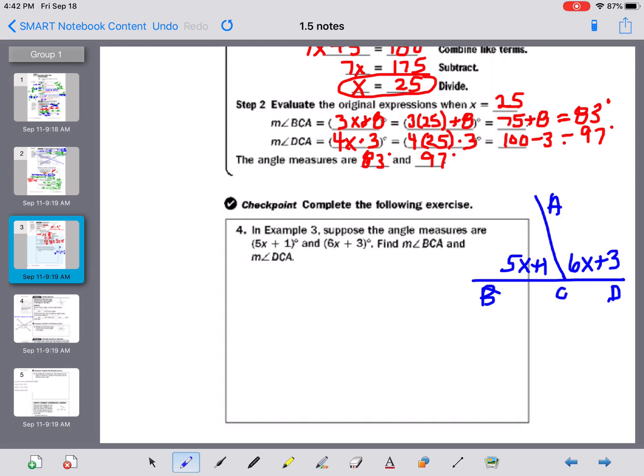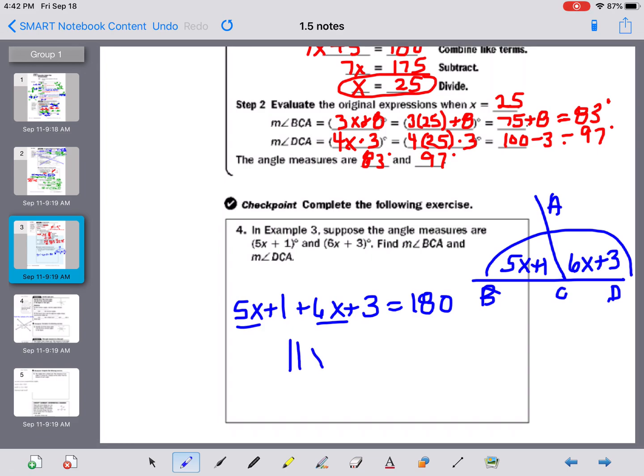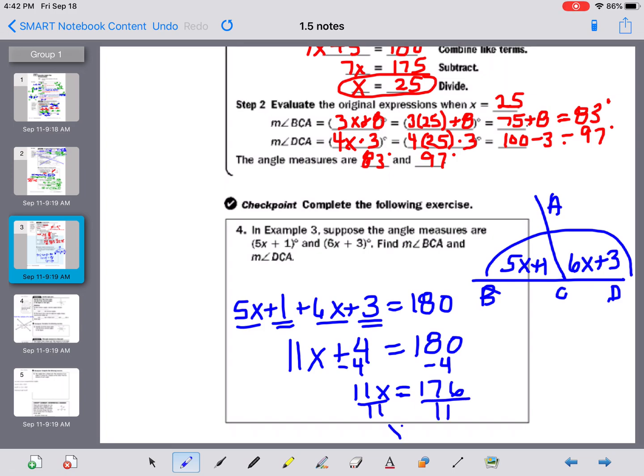those angles this time. Once again, my setup's going to be similar because two angles together add up to 180. They're supplementary. 5x plus 1 plus 6x plus 3 equals 180. Join my like terms. 5x and 6x is 11x. Add 1 and 3 because they're also like terms for 4. Remember, we only do the opposite operation when we go across the equal sign. Now I'm going across the equal sign, so I'm going to subtract 4. Get 176. I have 11 times x equals 176. To undo 11 times x, I divide by 11, and x equals 16.